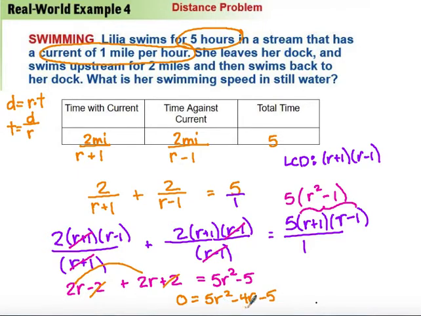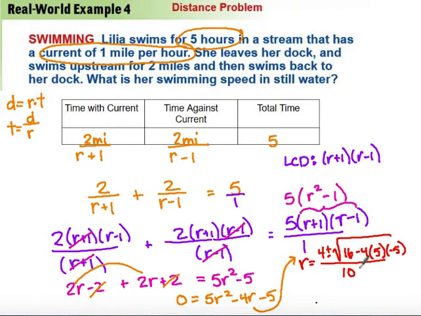So now I need to solve this. Now we can try factoring. You could try the slip and slide method, but neither is going to work because it's not going to factor. So therefore, to solve this quadratic equation, I'm going to utilize the quadratic formula. In this case, we're not solving for x, we're solving for r, which is equal to negative b plus or minus the square root of b squared minus 4 times a times c, all over 2 times a, which is going to be 10.